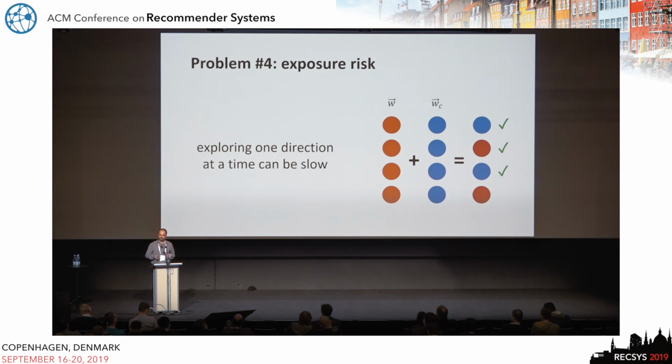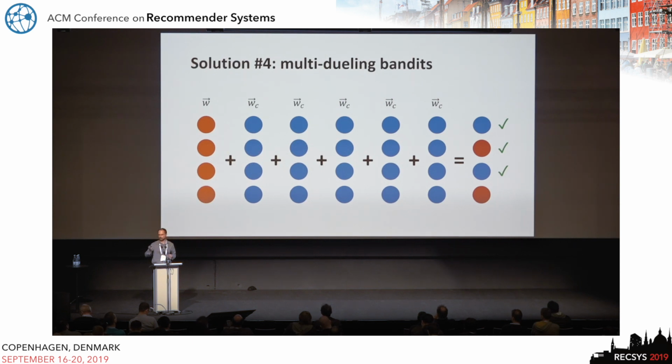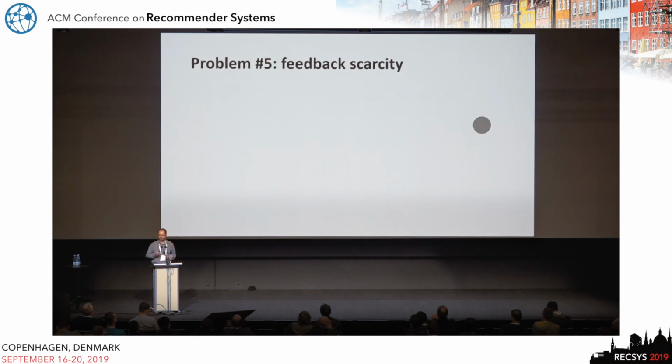So instead, to avoid exposing the user to bad recommendations along the way, we try to maximize what we can learn during a single interaction with the user, doing what is known as multi-dueling bandits. So instead of trying one candidate direction at a time, we try multiple directions at a time, combine all these rankings and infer somehow their estimated reward. But then this is search.